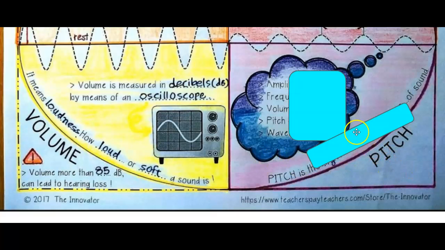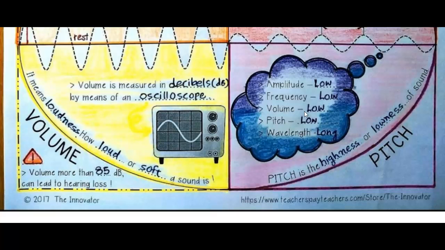Pitch, okay, the pitch is the highness or the lowness of a sound. Okay, high voices, low voices, that's where that comes from. So with pitch, the amplitude is low, the frequency is low, the volume is low, pitch is low, and the wavelengths are long. Okay, so long wavelengths.